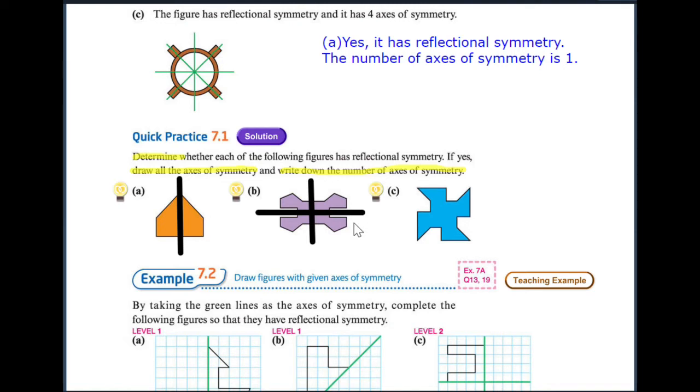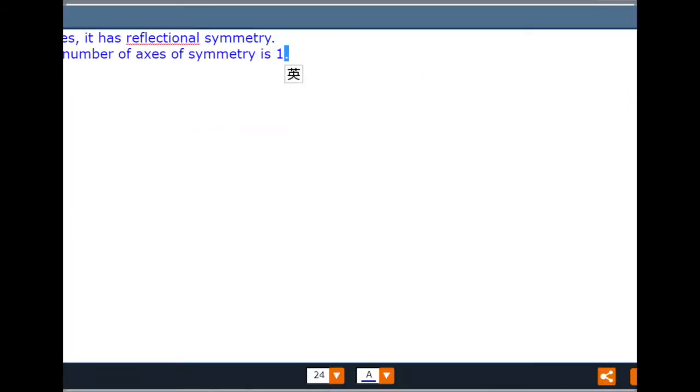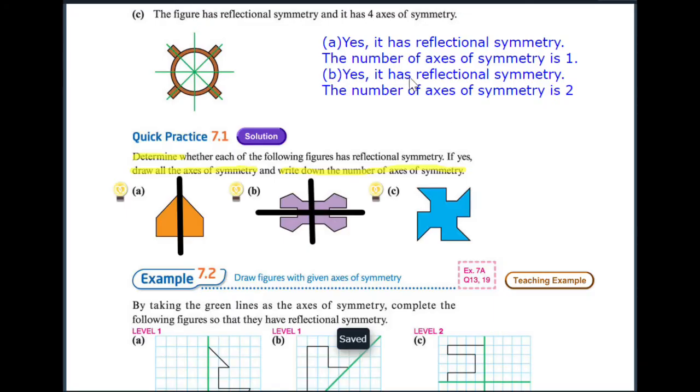Next, tell the others that, okay, for part B, it has reflectional symmetry. The number of axes of symmetry is 2. Okay, save the change. And then for part B, yes, it has reflectional symmetry, and the number of axes of symmetry will be 2. Done.